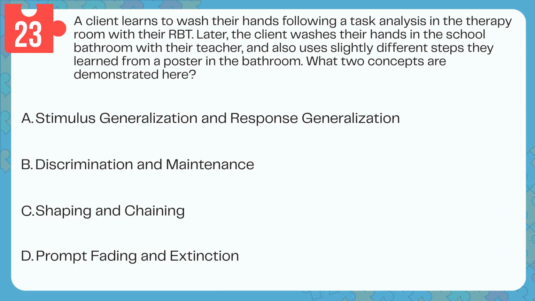A client learns to wash their hands following a task analysis in the therapy room with their RBT. Later, the client washes their hands in the school bathroom with their teacher and also uses slightly different steps they learned from a poster in the bathroom. What two concepts are demonstrated here? A. Stimulus generalization and response generalization. B. Discrimination and maintenance. C. Shaping and chaining. D. Prompt fading and extinction.